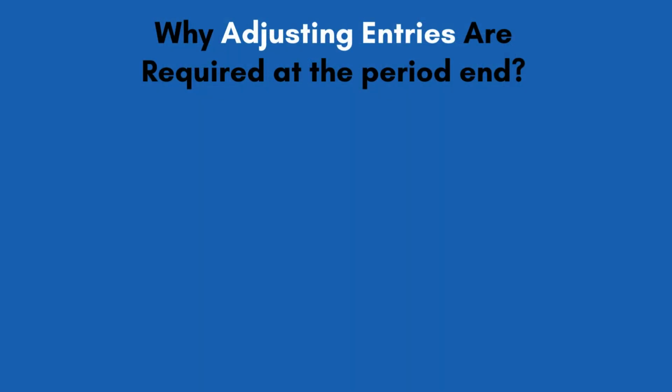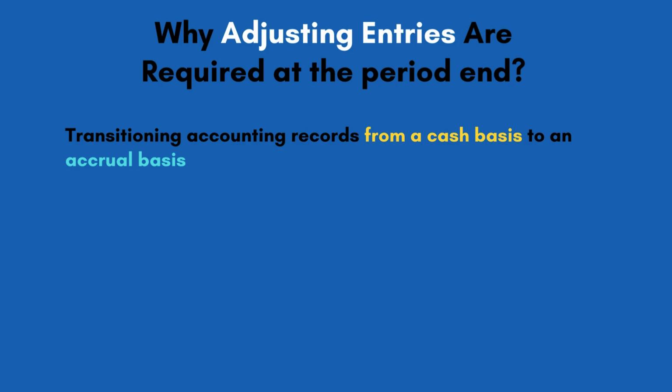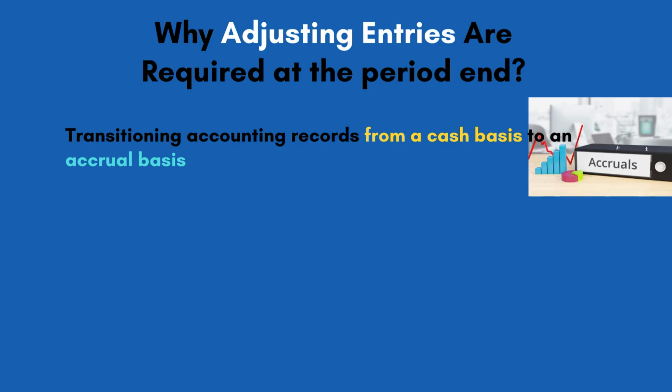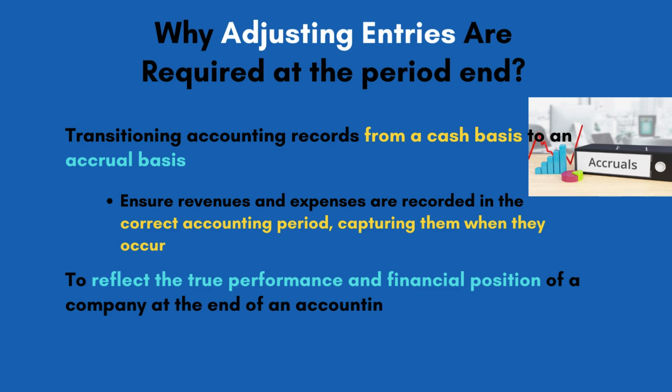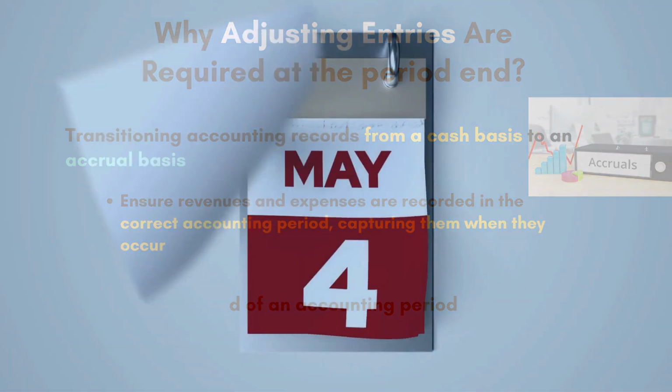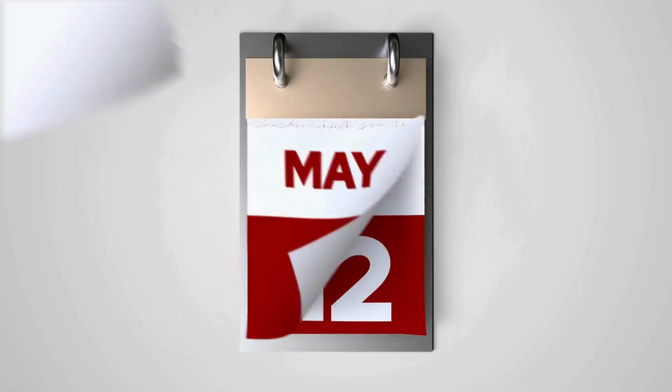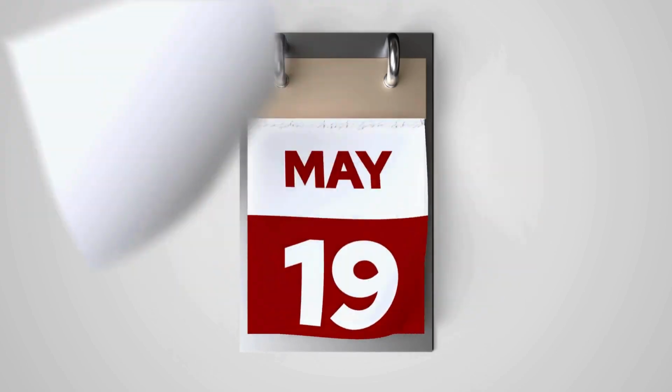Adjusting entries play a vital role in transitioning accounting records from a cash basis to an accrual basis. Rather than solely focusing on when cash is received or paid, these entries capture transactions when they occur. The purpose is to align the accounts with the true performance and financial position of a company at the end of an accounting period, whether it's a month, a quarter, or a year.